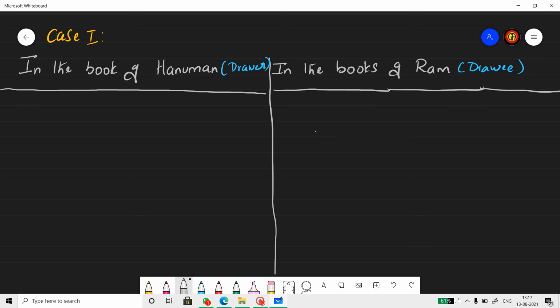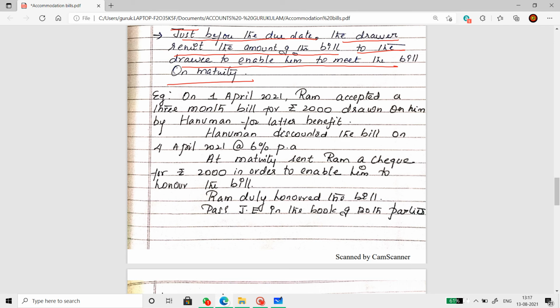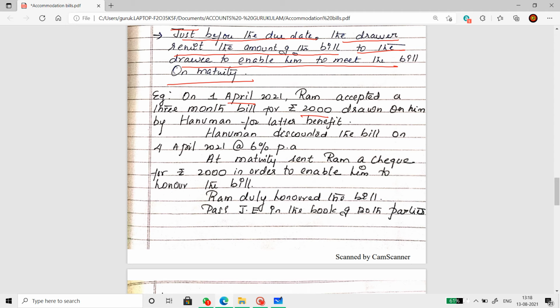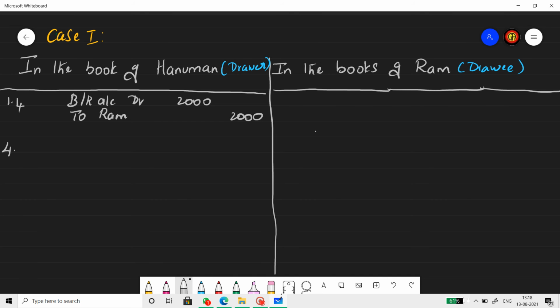So on 1st April, Bills Receivable account debit to Ram account, being bill accepted by Ram. The amount of the bill is 2000 rupees. So debit 2000, credit 2000. On 4th of, let me check the date once. Oh, it's April. All right. So 1/4, then it's 4/4.